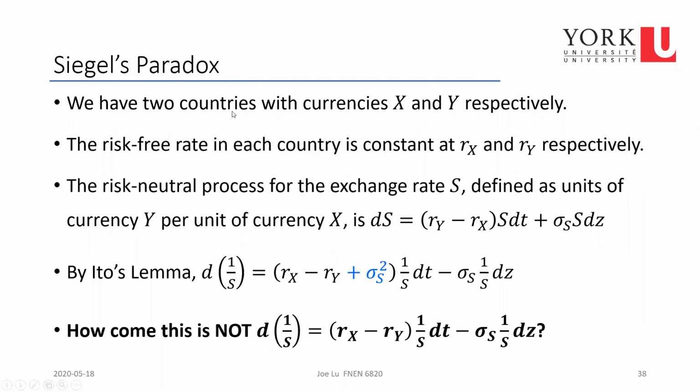Let's say you have two countries and you have a currency X and currency Y. And you have a risk-free rate in each country. So for country X, you will have risk-free rate Rx, and for country Y, you have Ry. Okay, so you look at a risk-neutral process of exchange rate. So let's say you define the exchange rate as units of currency Y per unit of currency X.